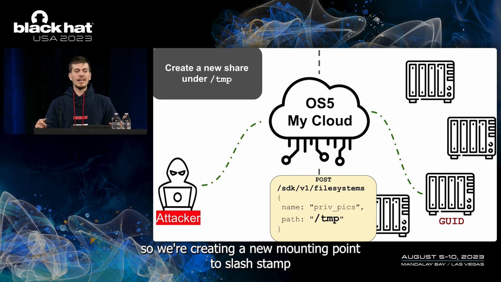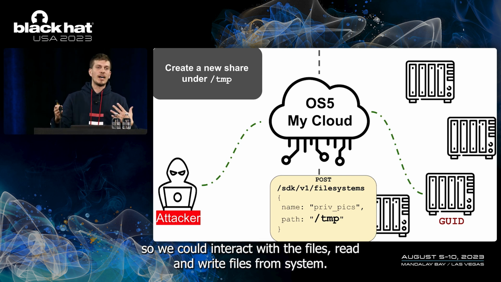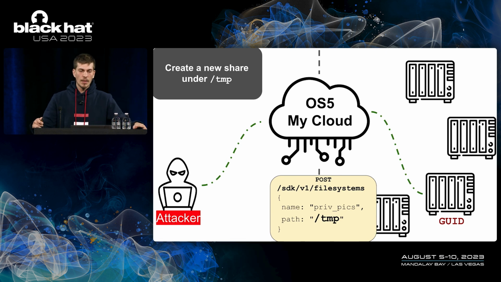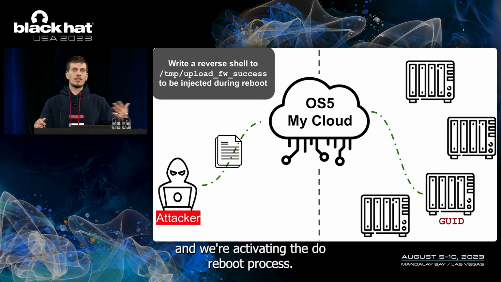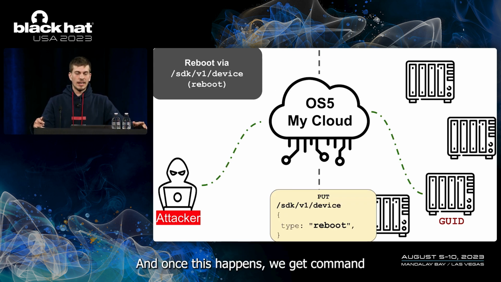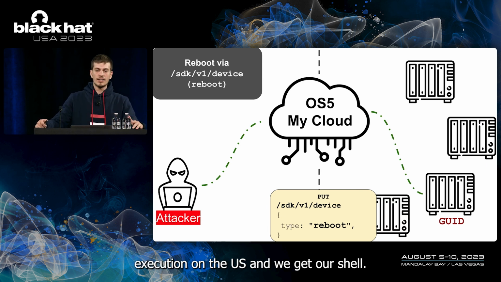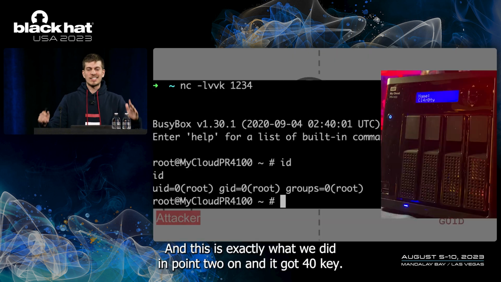So we're creating a new mounting point to /temp, so we could interact with files, read and write files from /temp. We are writing our file that will be the injection point, and we're activating the do reboot process. And once this happened, we get command execution on the NAS, and we get our shell. And this is exactly what we did in Pwn2Own and got 40K.